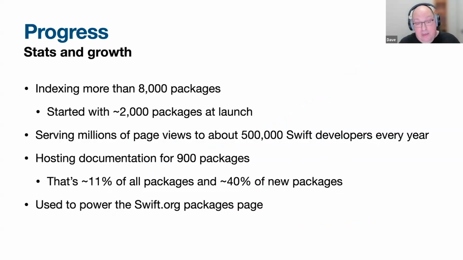In fact, we're now hosting documentation for about 900 packages, which is about 11% of all packages in the index. But the more important stat here is that, of the new packages that are getting created and added into the index, about 40% are choosing to host their documentation on the site. So that's great news. We also power a packages page on Swift.org, the official Swift website. If you go to the Swift website and look at the packages page, you'll see a selection that rotates every month, and that data is coming from our backend as well. So that's been our progress so far.